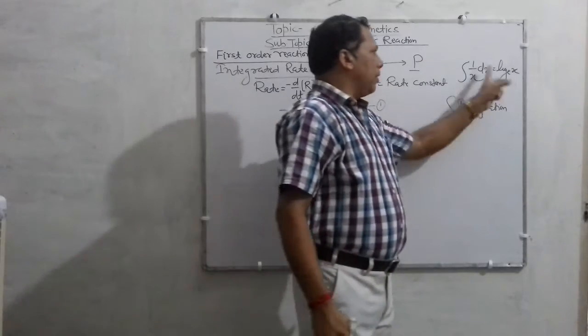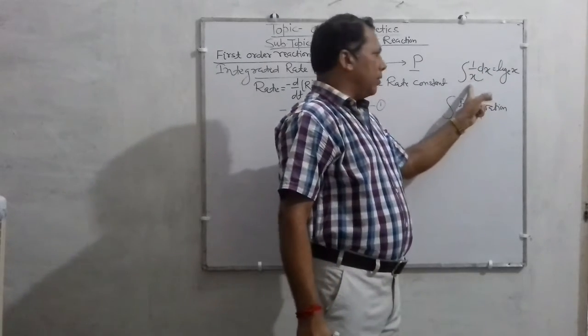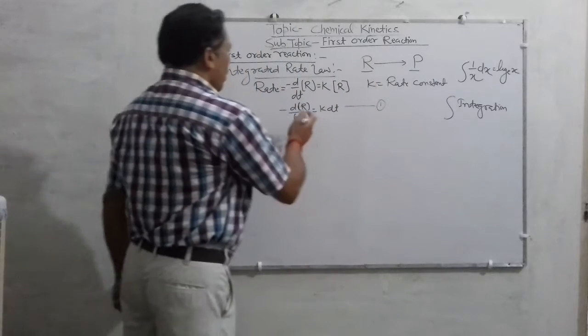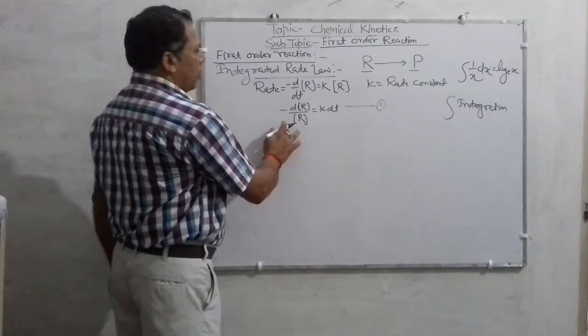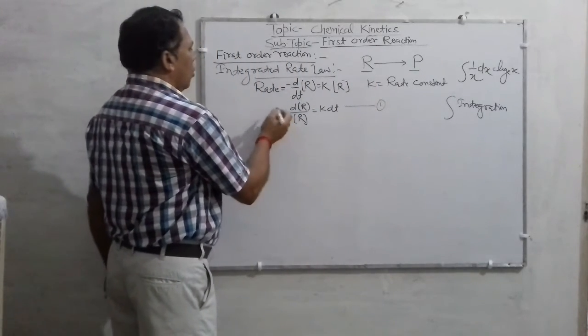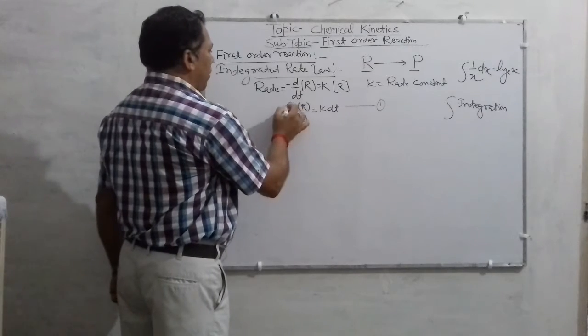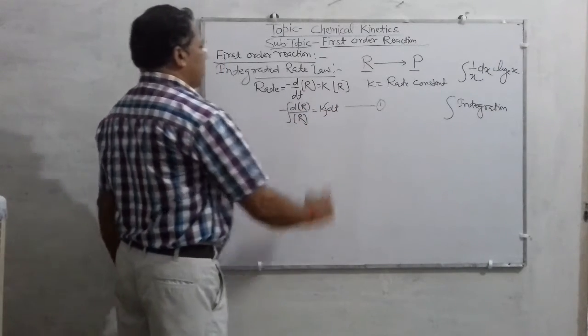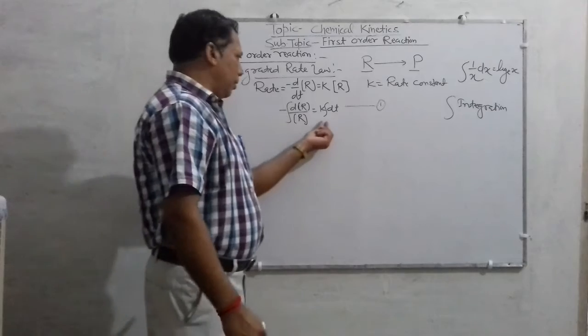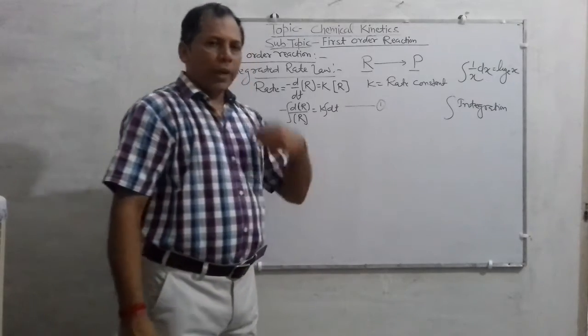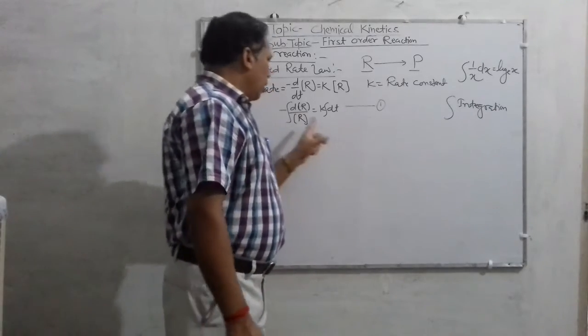Where e is the base, and the formula for the integral of 1 by x dx is log x. So integrating equation 1, what will happen? Write the integral symbol as such. Just provide the symbol that will show we are going to integrate equation 1.